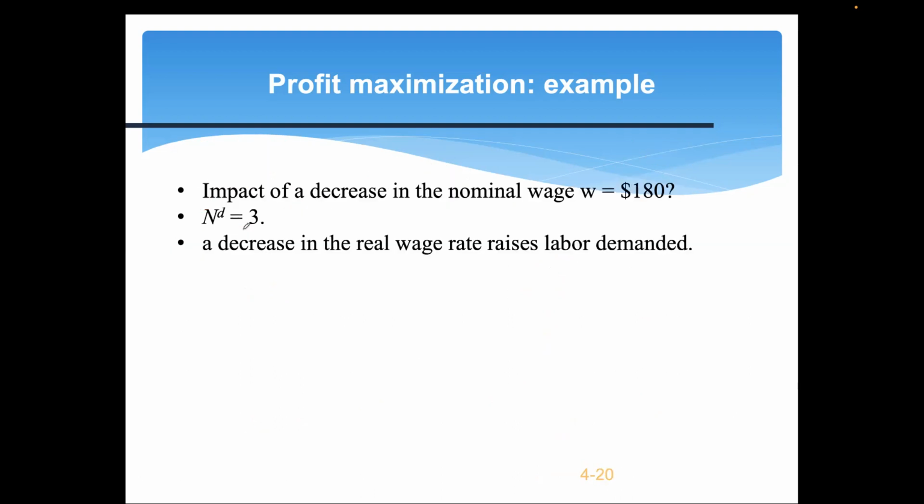Right? So now let's see. What happens if the nominal wage decreases to 180? Okay? And then we can do the same exercise, and it shouldn't be too challenging for you. I will leave that for you. You will find out the optimal demand is going to be 3. Clearly, the cost is going to decrease. It's a wage decrease.